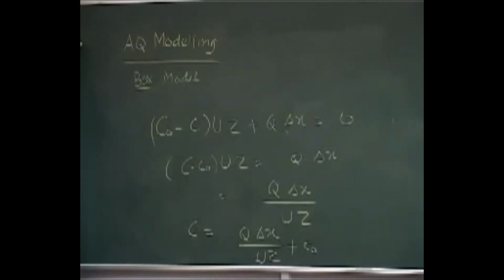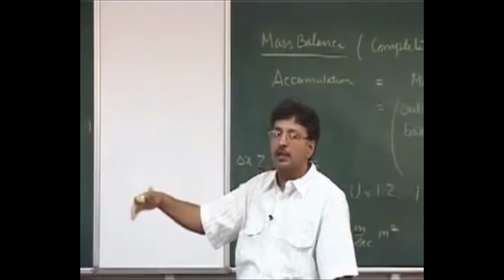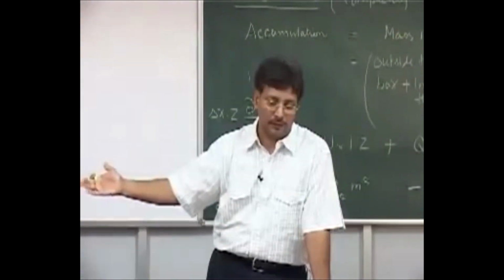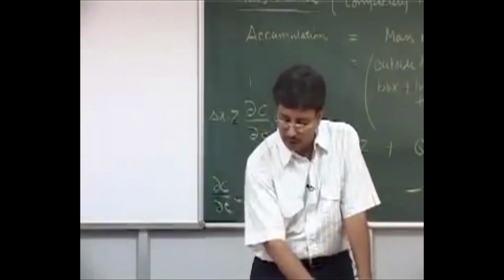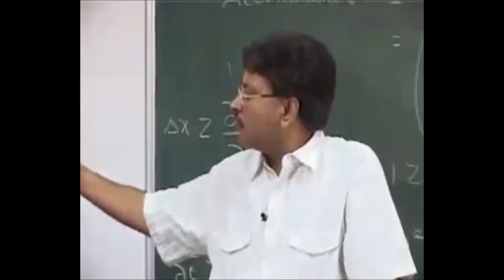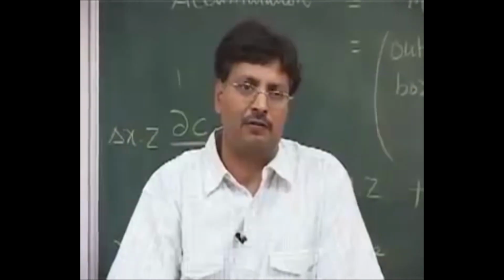This is correct. And if you put C naught equals 0, that means prior to pollution coming to the box, the initial concentration was 0. So you can put C naught equals 0 in that case. I think we'll stop there and talk more about this and some other standard models which you are aware of.